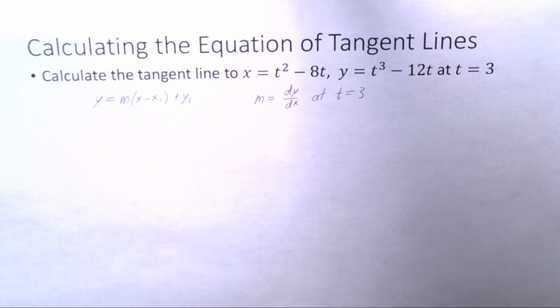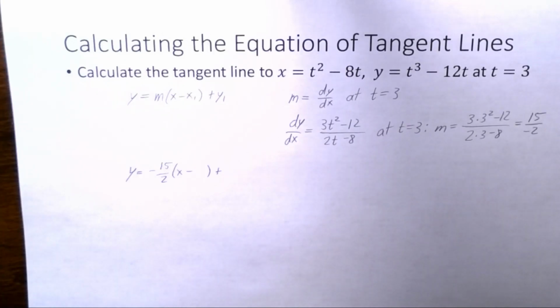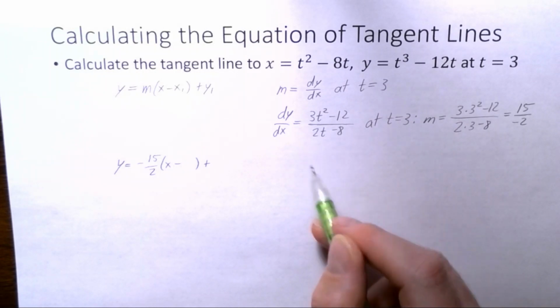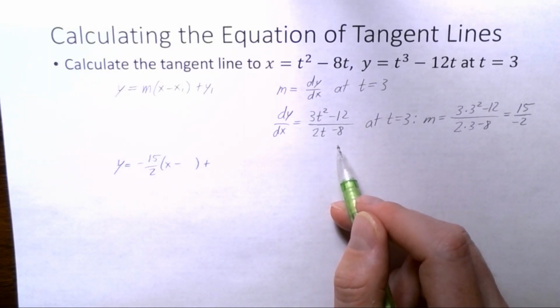So the first part of this is m, the slope, is the derivative at the indicated point, or in this case, t value. So we then need to calculate the derivative and plug in 3 for t. Calculating the derivative, we get (3t squared minus 12) over (2t minus 8).